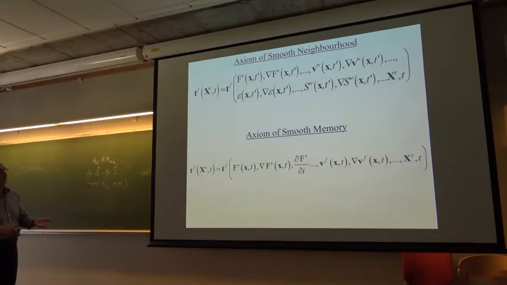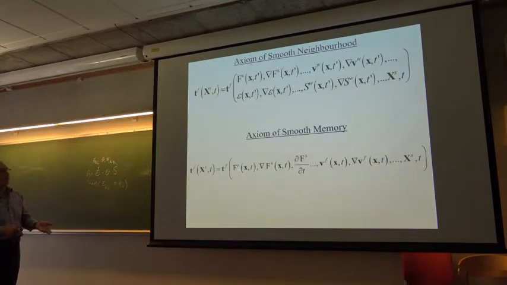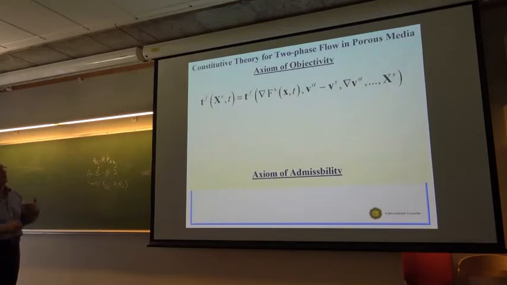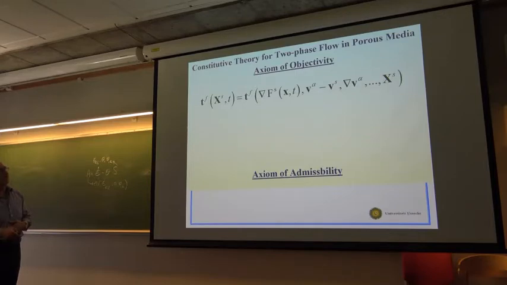Now then we say, yeah, but these are not objective, so we go to the axiom of objectivity, and you say, yeah, this is a spatial coordinate. It's not objective, it must go, t must go. Velocities individually cannot appear, but we can have relative velocities. So velocity of phases with respect to solid, interfaces with respect to phases, and so forth, and that can be done there. And then we say, okay, then axiom of admissibility.